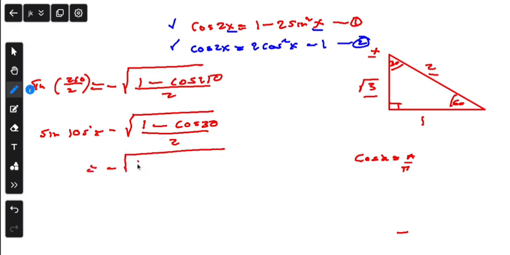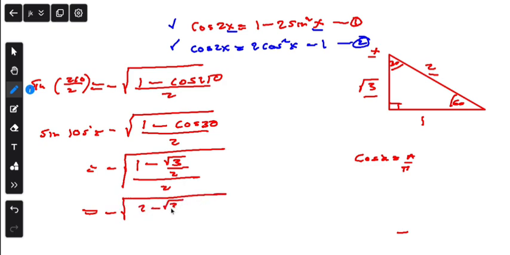Okay, so we have 1 minus root of 3 divided by 2, then divided by 2. This is what we have. Now as you can see here, we can multiply 1 by 2, that is 2, then minus root of 3. What are we going to get? We are going to get 2 minus root of 3 divided by 2. So as you can see here, these they can do what?